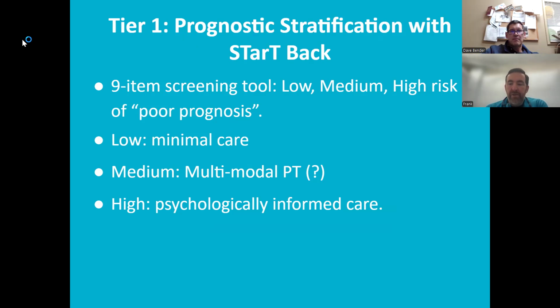So the STarT Back tool, if you guys haven't used it, is a tool that, it's 9 questions. And again, it looks at low, medium, high risk of poor prognosis. It's used a lot in big systems to be able to identify patients who maybe have a high risk of poor prognosis. The low grouping, the low risk, typically it's minimal care. In the research, they talk about education to avoid bed rest and resuming normal activities.